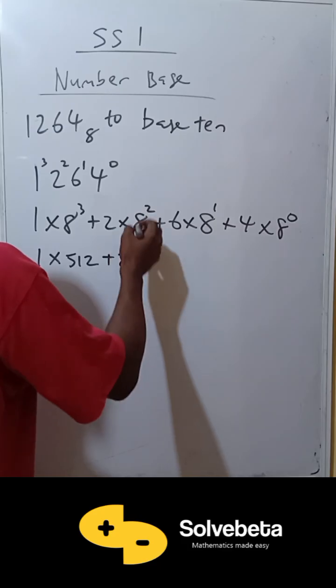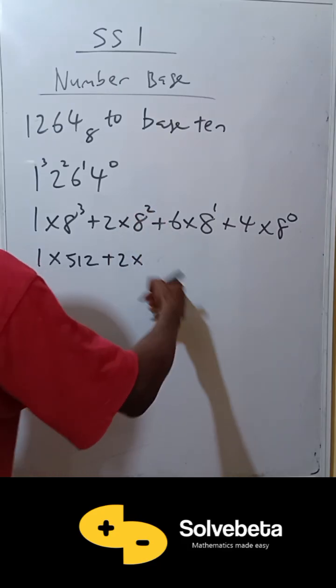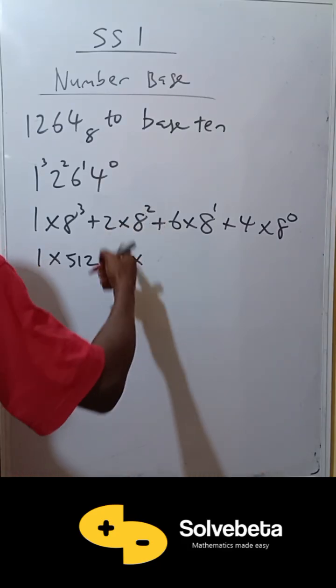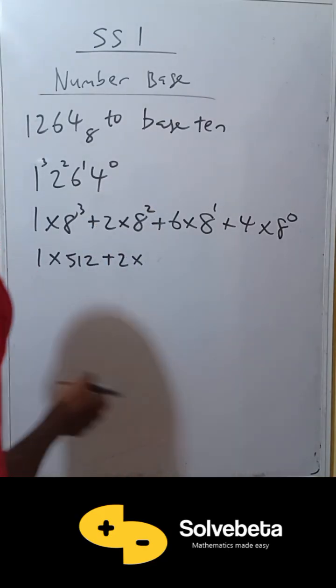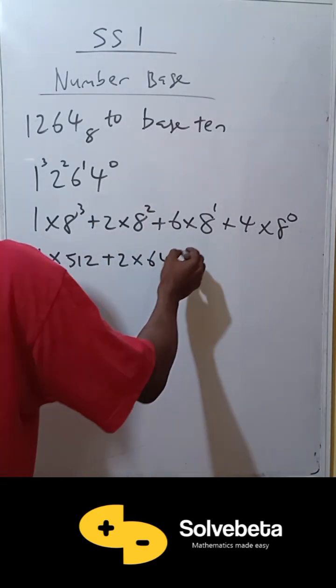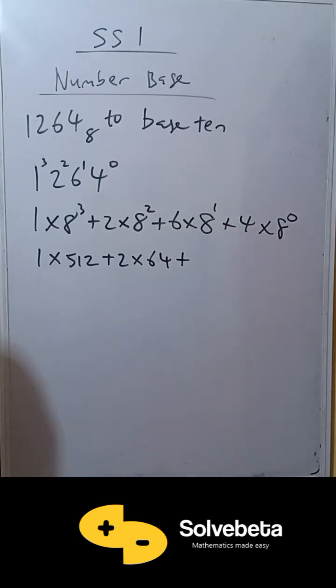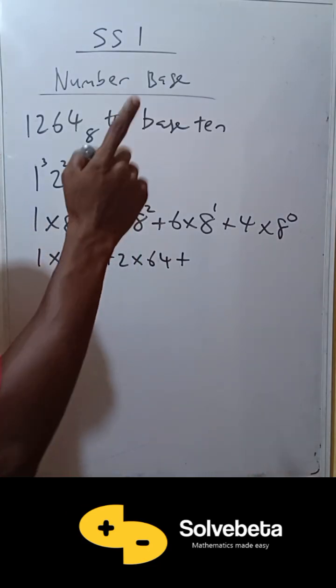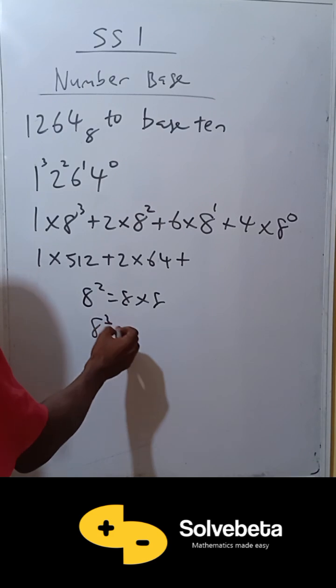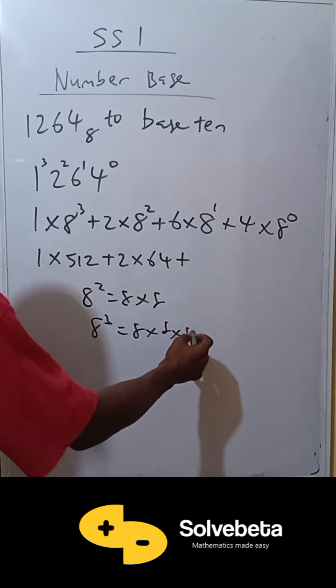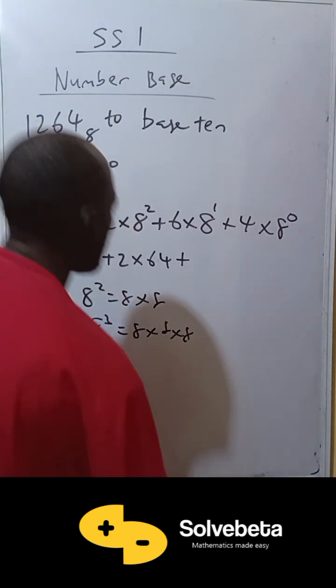Plus 2 times 8 squared. Sorry, 8 squared is not 8 times 2. Let me correct that. Rather, 8 squared is 8 times 8, which is 64. 8 raised to power 3 is 8 in 3 places. So, now let's go on.